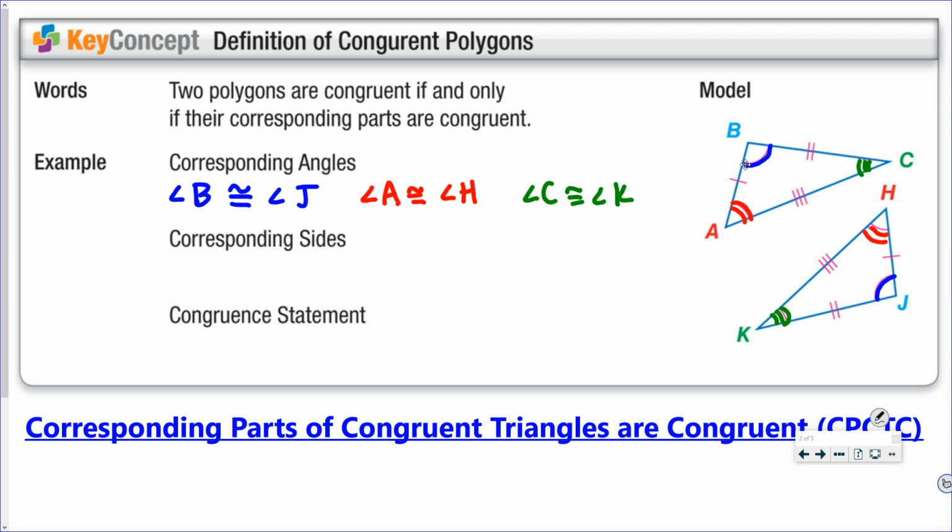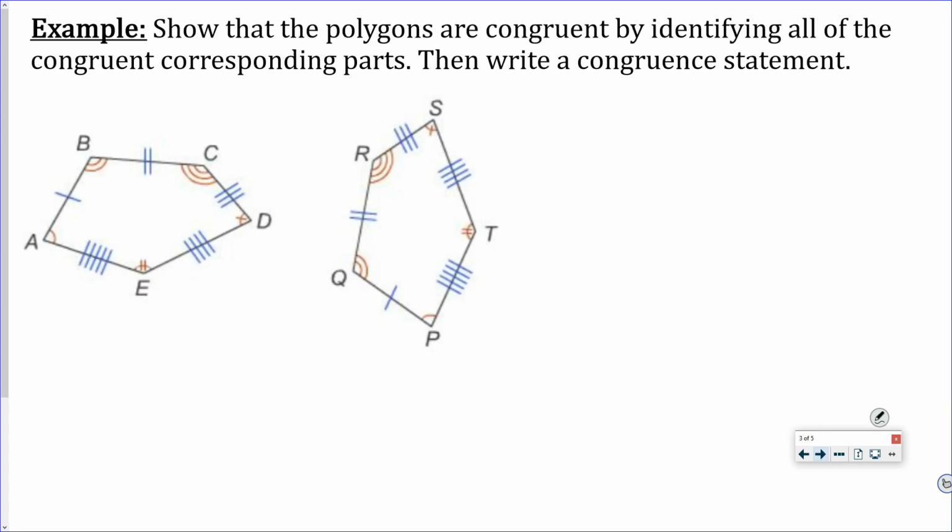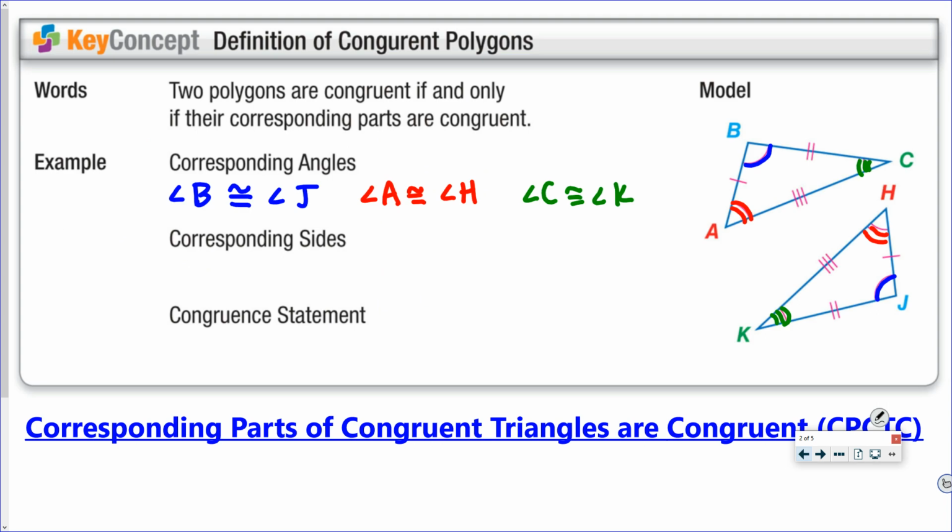So we notate angles are congruent with the arcs. Sometimes if you run out of arcs, you might see this notation where you have an arc with a line through it. Okay, so those two would be congruent. How we notate congruent sides are those dash marks.